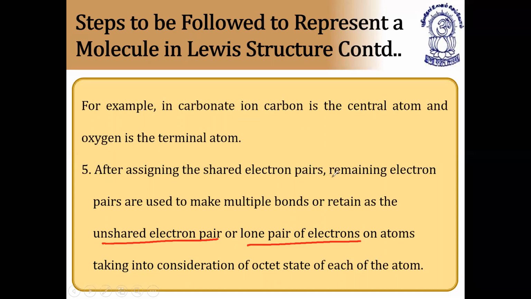After assigning the shared electron pairs, the remaining electron pairs, which are not used to make multiple bonds, are written as unshared electron pairs. So this is most important. These unshared electron pairs are also called lone pair electrons.